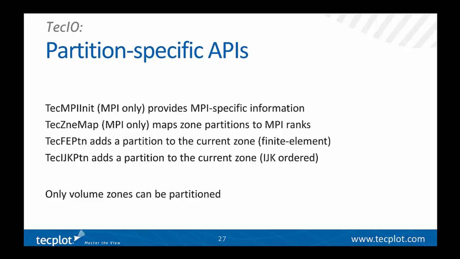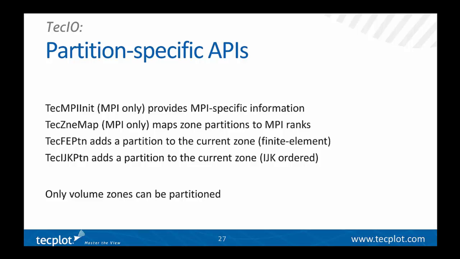The other 2, TechFE partition and TechIJK partition, I dropped the 142 off of all of these, by the way, but those final 2 are also in the serial library, the basic TechIO library, and this lets you develop your partitioned output on your desktop machine, which may not have MPI installed on it, and test it using the non-MPI version of TechIO. And then if that works correctly, you should expect it to work fine on the parallel machine using the TechIO MPI library.